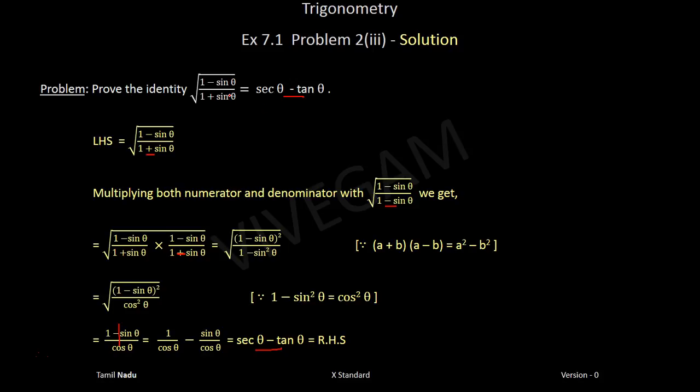Okay, so the key point is, whenever you have this kind of expression, a square root of a fraction, you multiply both the numerator and the denominator by the conjugate of the denominator. If it is 1 plus sin theta, you have to multiply it by square root of 1 minus sin theta by square root of 1 minus sin theta. Conjugate is nothing but opposite sign, right? So that is all it is to be worked out.